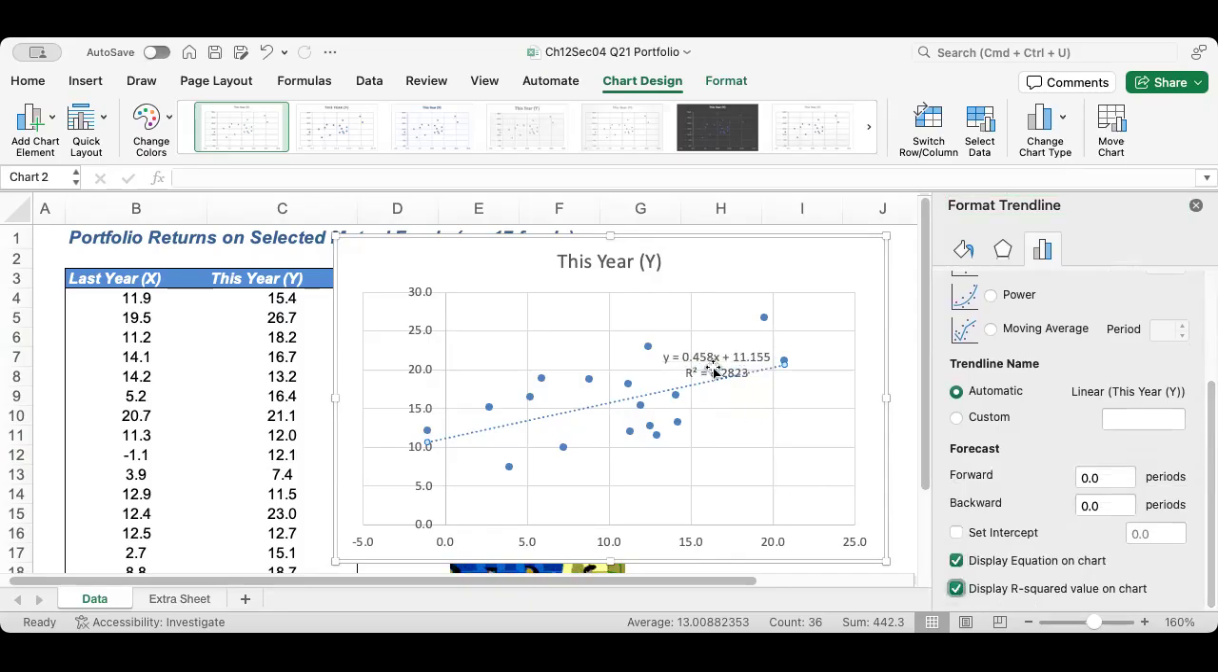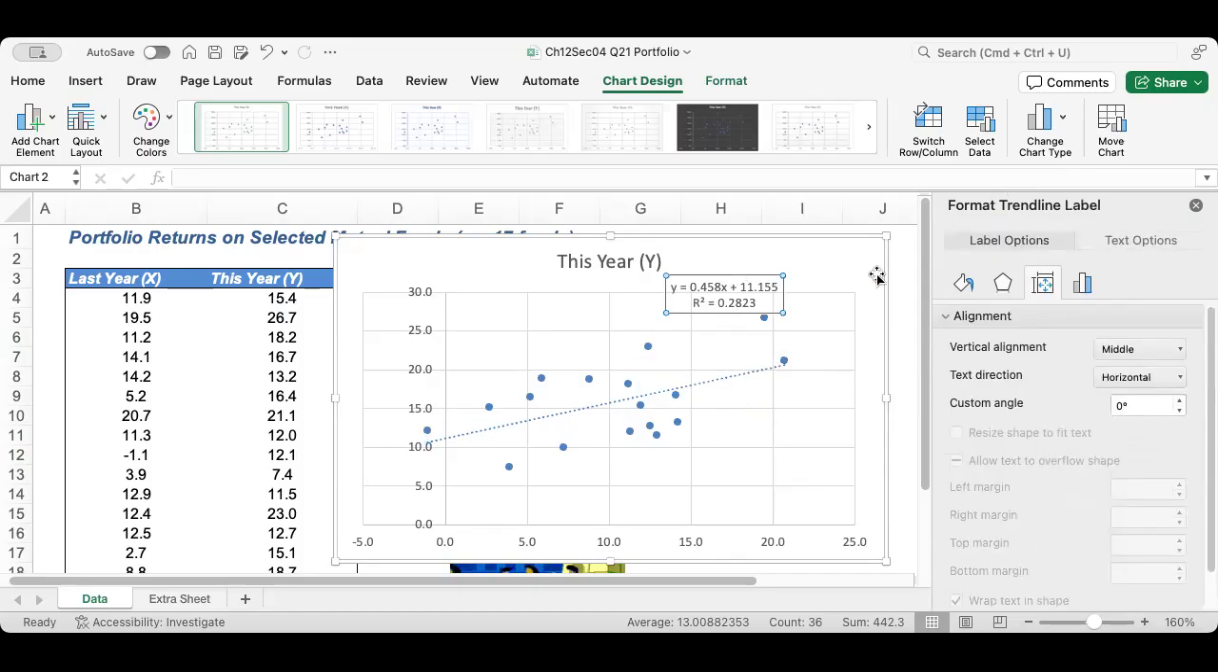Here's my equation. Here's my determination coefficient. How much better will I do this year if I did better last year? I've got three numbers up there. I've got a slope, an intercept, and a coefficient of determination. Which one of them tells me how much better I will do this year based on how much better I did last year? It would be the slope. And that means that for every % better I did last year, I should expect to do 0.46% better this year.